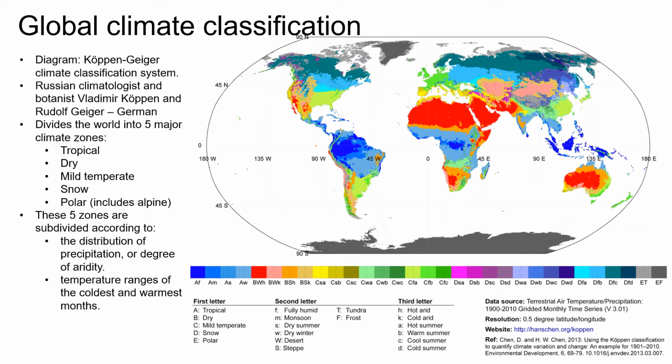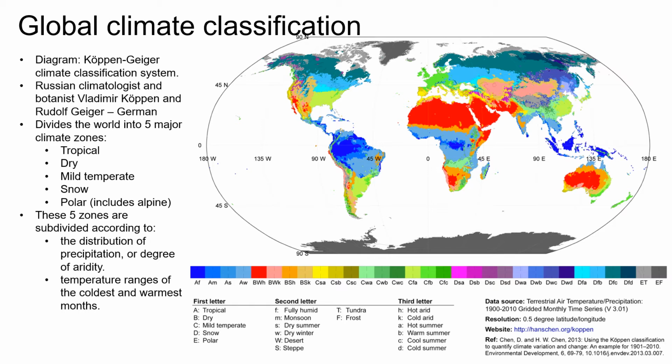Let's step back for a moment and take a look at global climate classification systems. The most widely used climate classification system in the world is one that was devised by the Russian climatologist and botanist Vladimir Köppen in 1884, and later refined by the German climatologist Rudolf Geiger in the early 20th century. And not surprisingly, the system is referred to as the Köppen-Geiger system.